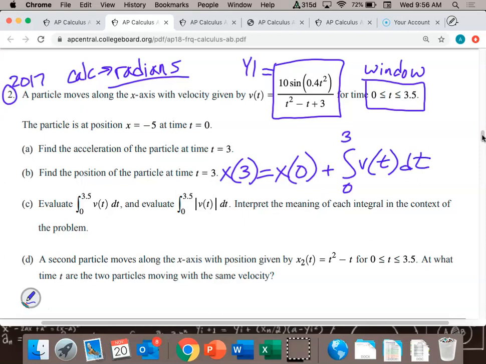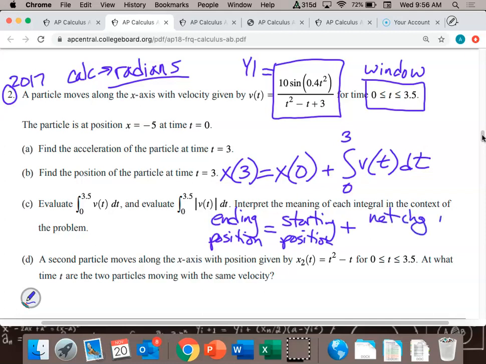So I'm going to write this in words. Ending position equals the starting position plus the net change in the position, which is also known as the displacement. Displacement tells you how far you traveled. Well, not the total distance you traveled, but how far you are from where you start, the difference between your position at time 3 and time 0, right?